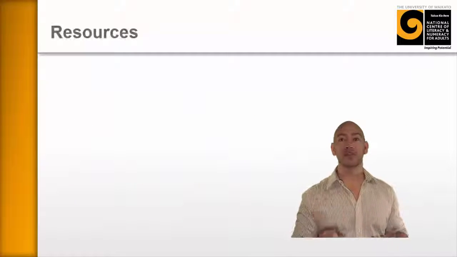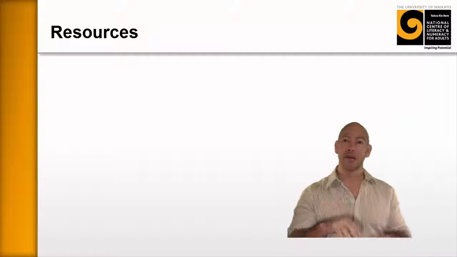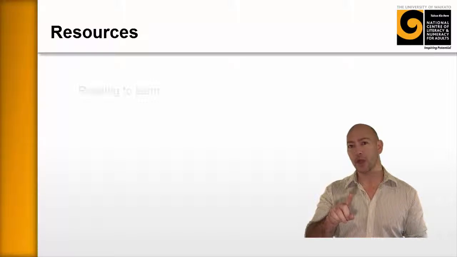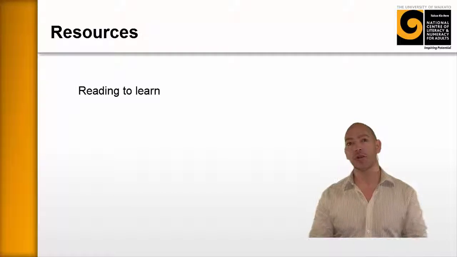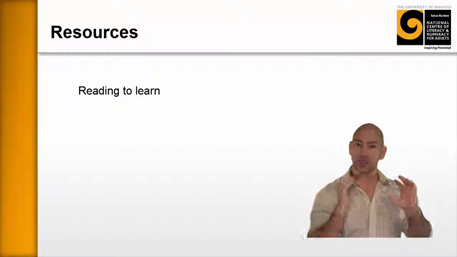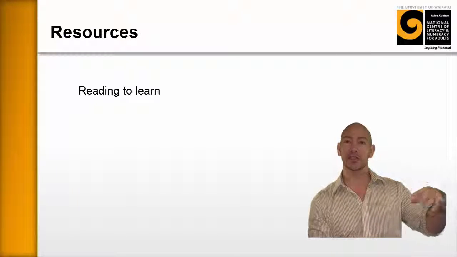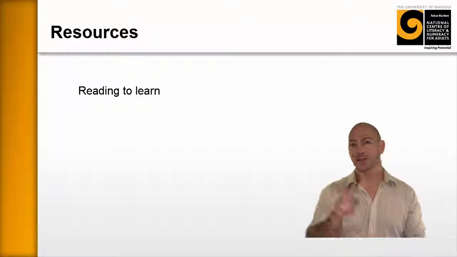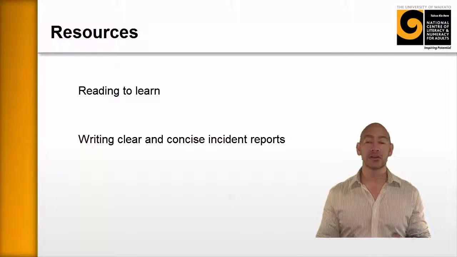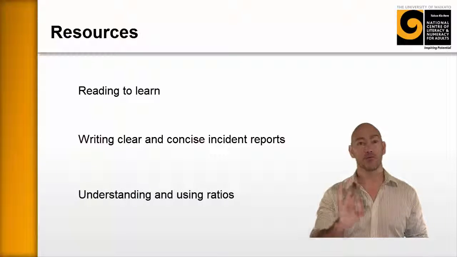So we've developed resources around three main areas. There's more in there as well, but these are the three main ones. The first one is helping learners to read to learn so they can maximize those workbooks. There are some great books out there, so they have strategies with which to be able to read those books and learn from them. The second one is around writing clear and concise incident reports. And the third one is around ratios.